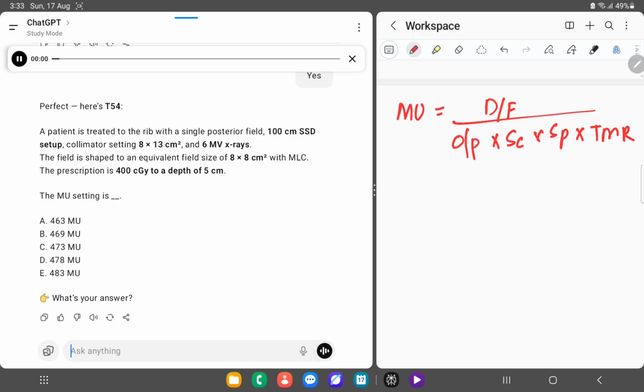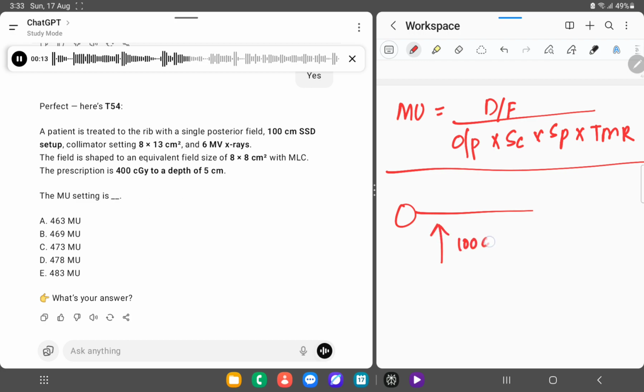Perfect. Here's T54. A patient is treated to the rib with a single posterior field, 100 centimeter SSD setup, collimator setting 8 by 13 centimeters and 6 MV X-rays. The field is shaped to an equivalent field size of 8 by 8 centimeters with MLC. The prescription is 400 cGy per fraction to a depth of 5 centimeters. The MU setting is A, 463 MU, B, 469 MU, C, 473 MU, D, 478 MU, E, 483 MU. What's your answer?